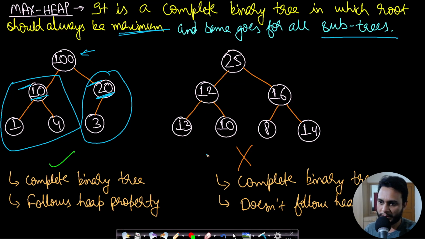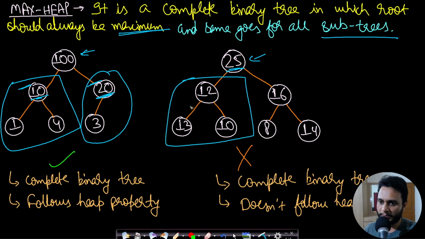Okay, now let us look at the second example and understand if it is a max heap. So if you look at the second example, then this is the root node, right? And this is the maximum in this entire tree. Okay, so the heap property is being followed for this node. Now we will have to check for all the internal nodes recursively, right?